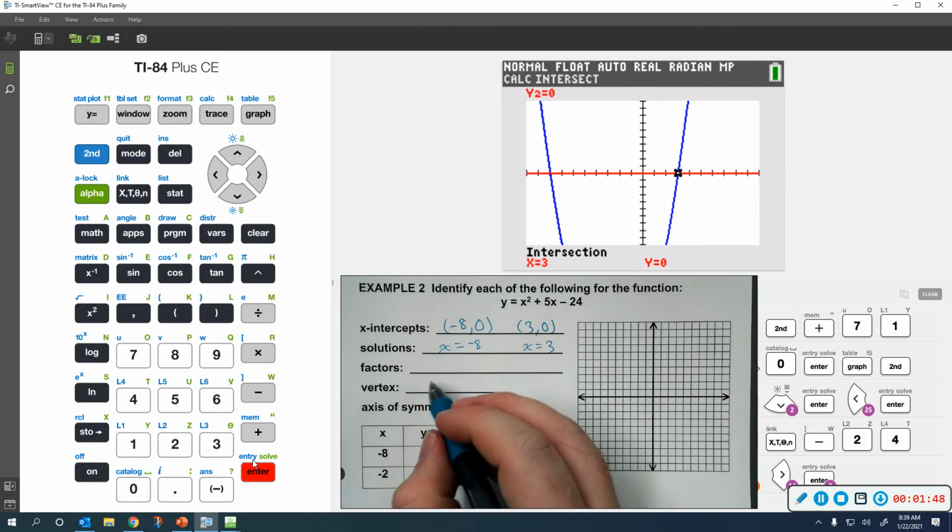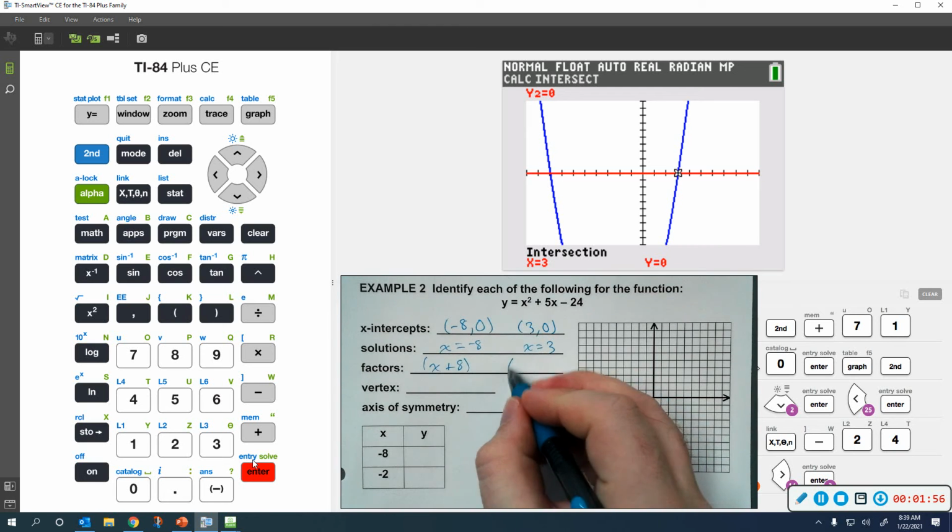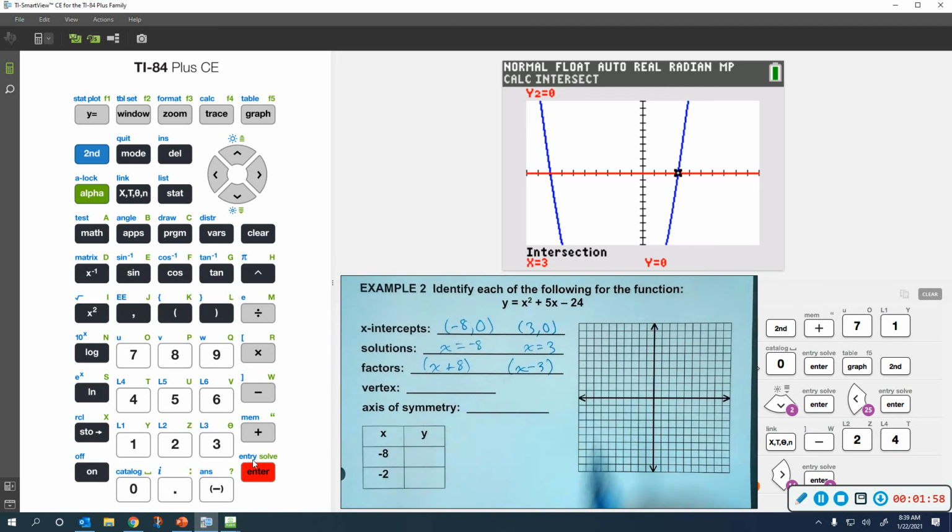Now our factors, x, so you just do the opposite. Instead of minus 8, it's going to be x plus 8. Instead of positive 3, it's going to be x minus 3.